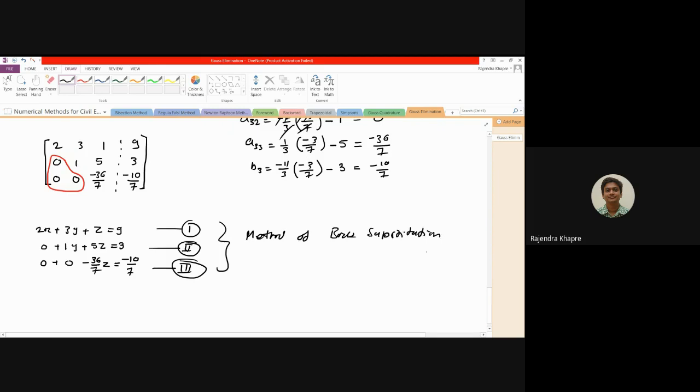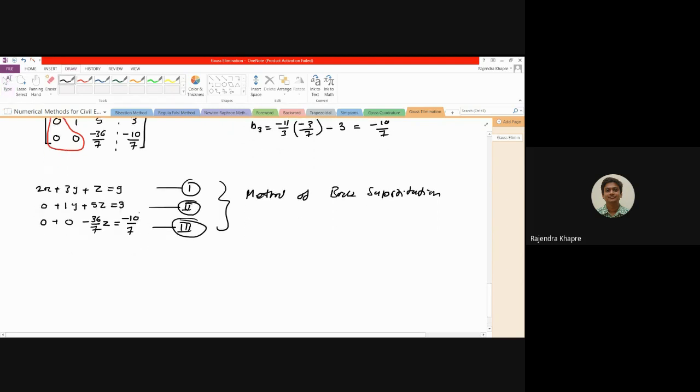Okay, so in the method of back substitution, first of all you have to choose the last expression. The last expression, that is expression number 3, says minus 36 upon 7 into z equals minus 10 upon 7. So if you solve this, I am sure you will get the value of z. How much is z? 5 by 18. Okay, so this is the answer for z.